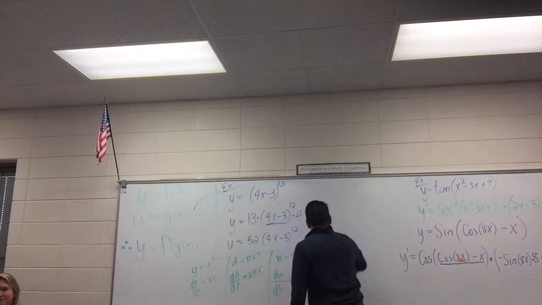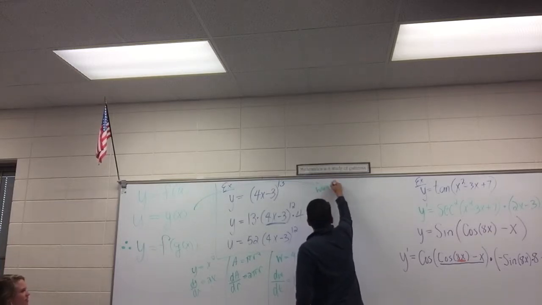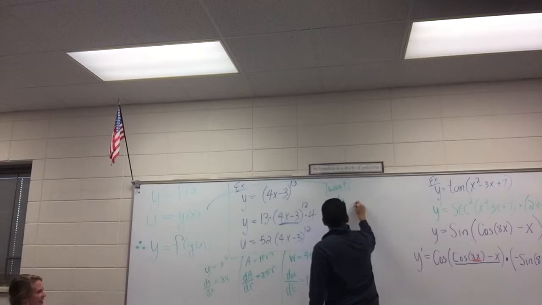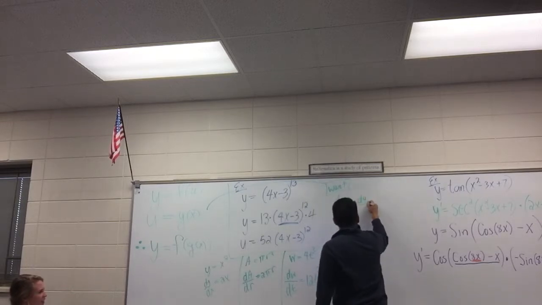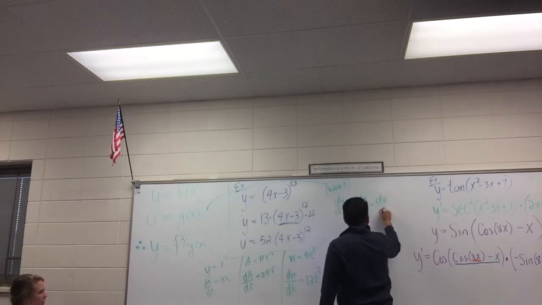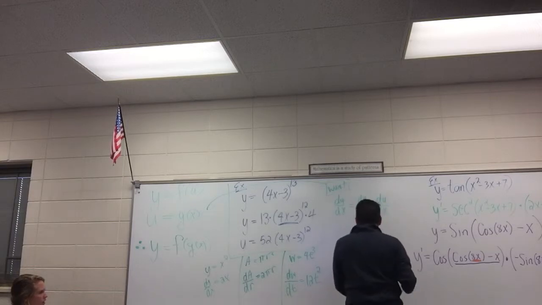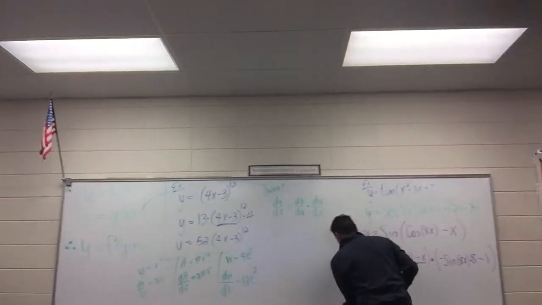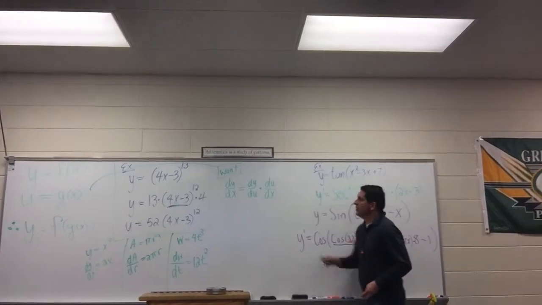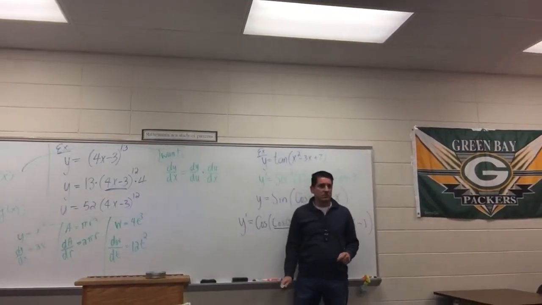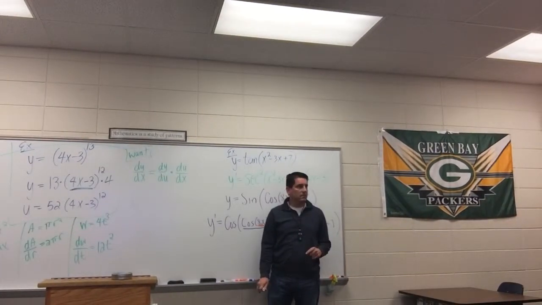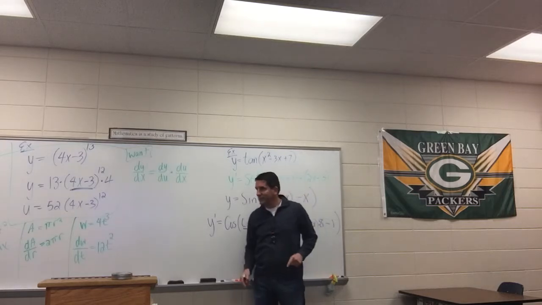All right, so this is what I want. And I don't know why I can't get there, but let me show you what I want. dy/dx is equal to the derivative of y with respect to u multiplied by the derivative of u with respect to x. Okay? Look at the du's. They cancel out. This is going to answer your question. I promise.